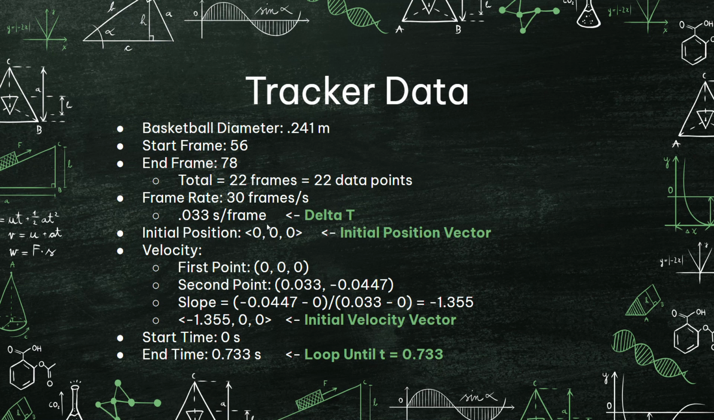The initial position was 0, 0, 0. And then to find the initial velocity, I used the first point and the second point to find the slope. I got that the initial velocity was negative 1.35500. And the end time was 0.733, so that will be the loop until variable in the code.